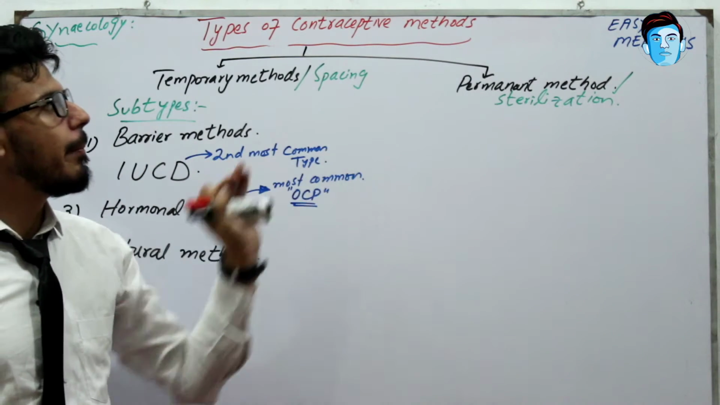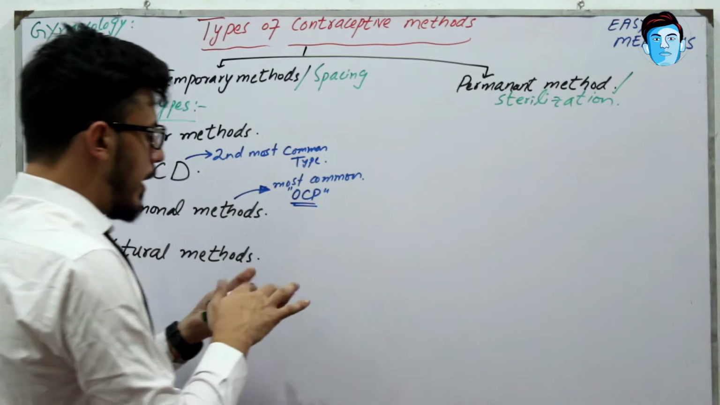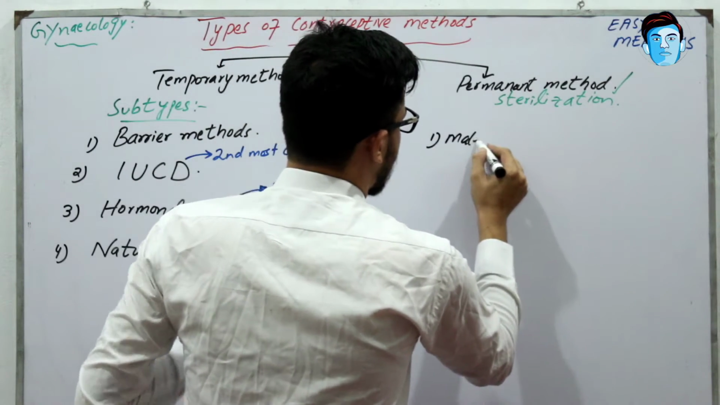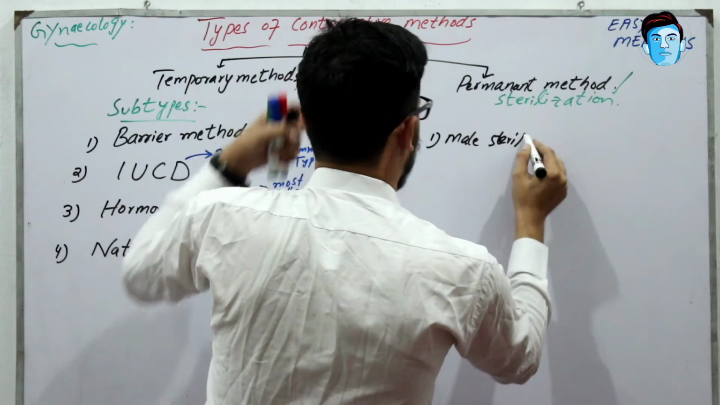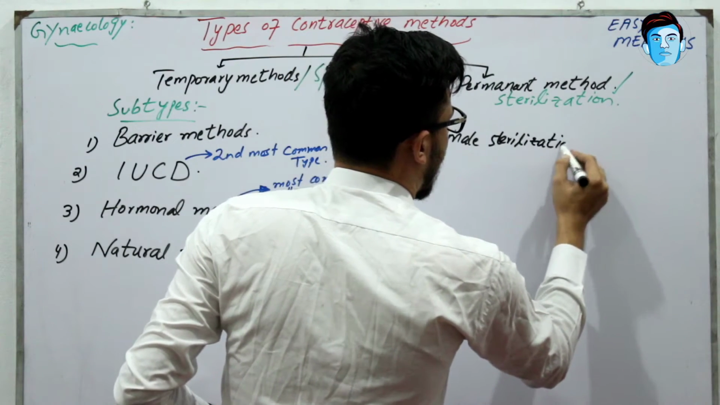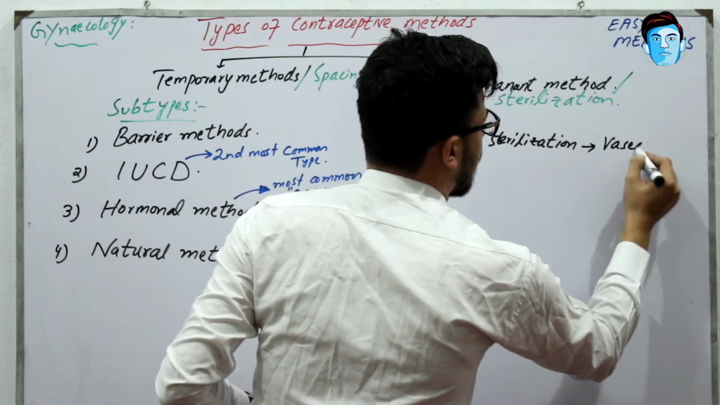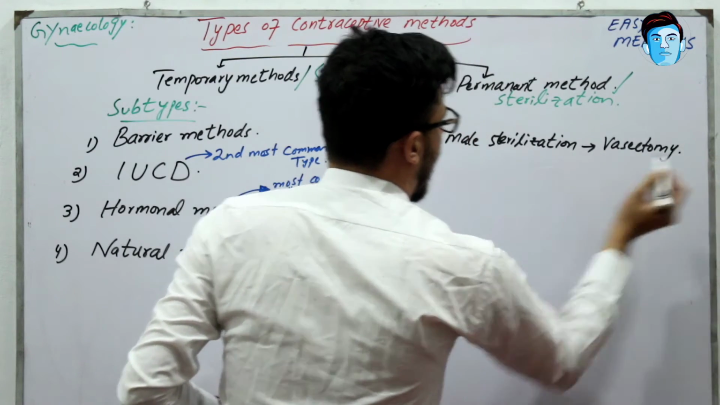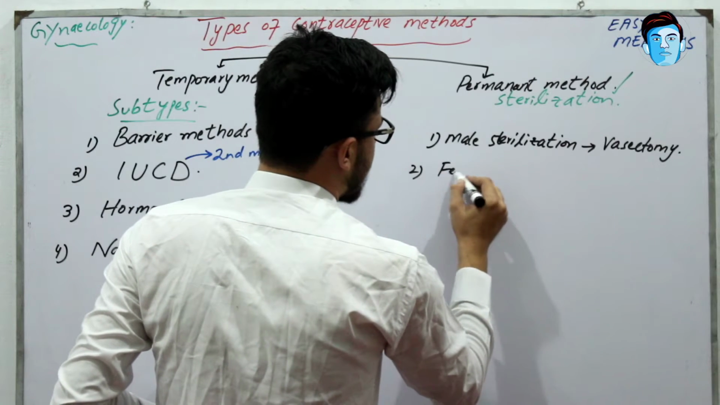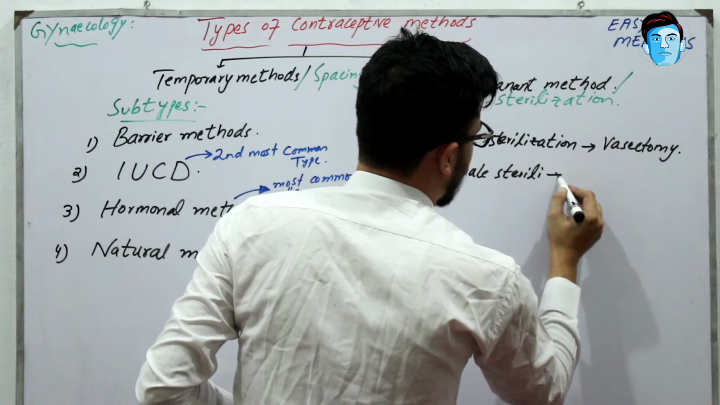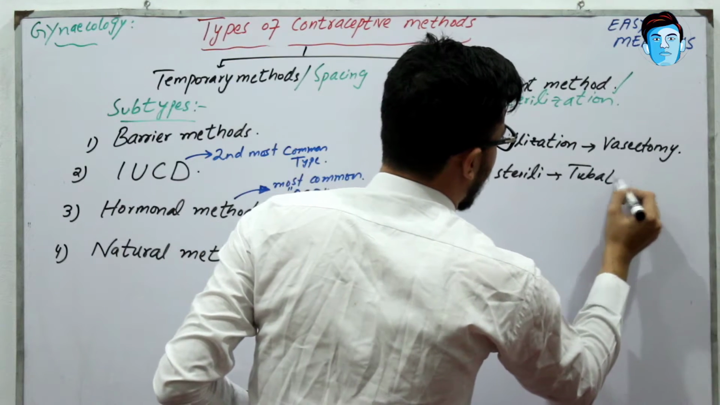While moving toward the permanent method of contraception, it is divided into two types. There is male sterilization, which is a vasectomy, and there is female sterilization, that is a tubal ligation.